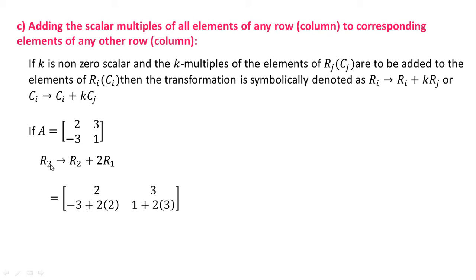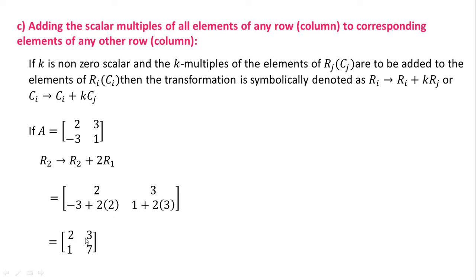See here, row number 2 changes. R2 changes to, see here, the original element is minus 3. Just add plus 2 times 2. 2 times 2 means this is 2 times R1, so 2 times 2, the corresponding element, is added. Similarly here, 1 plus 2 times 3. So row number 2 changes as per this transformation and it gives another matrix.